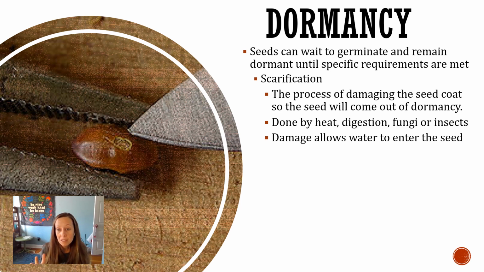Okay, most of the time, this is done by it going through the gut of an animal. So when it goes into an animal's stomach and sits there, the stomach acid and everything else are going to cause some damage on the seed coat. When the seed coat's damaged, water can then get in, which is our first step in germination.